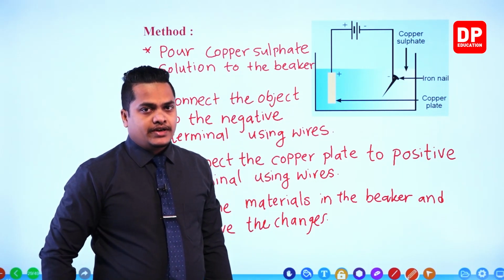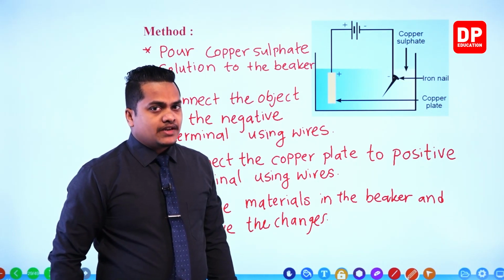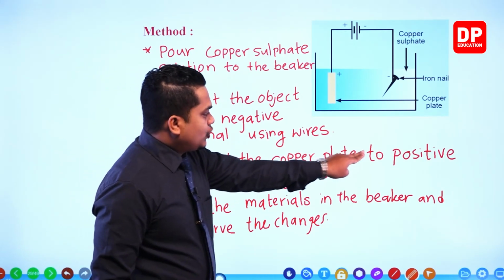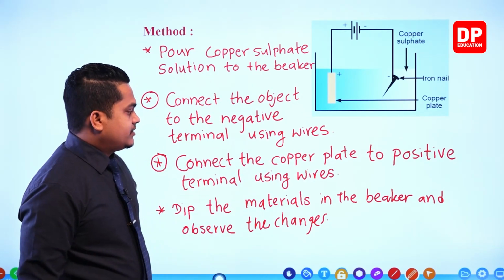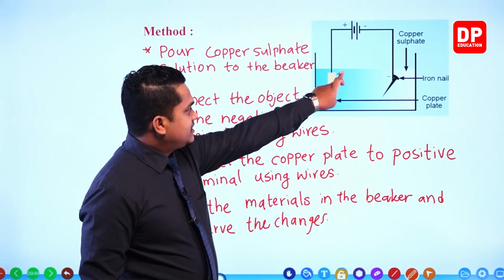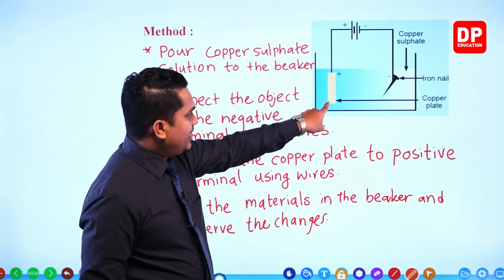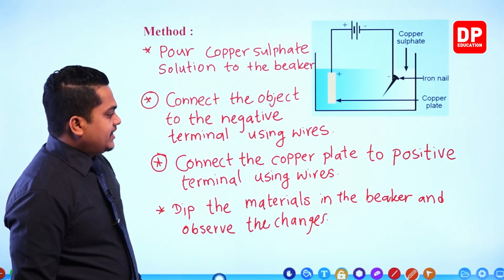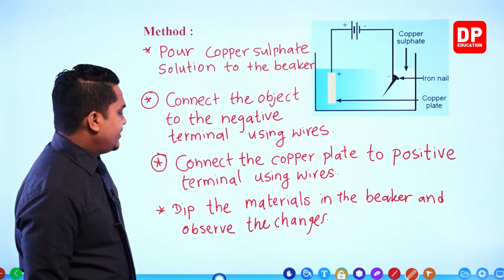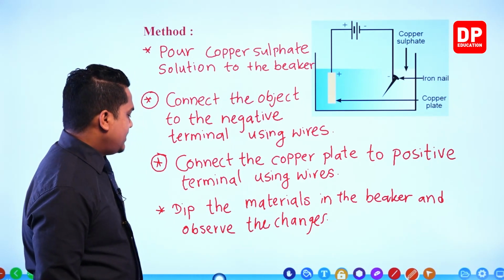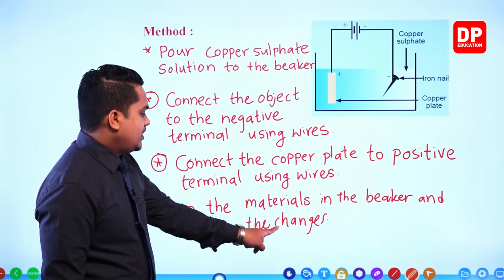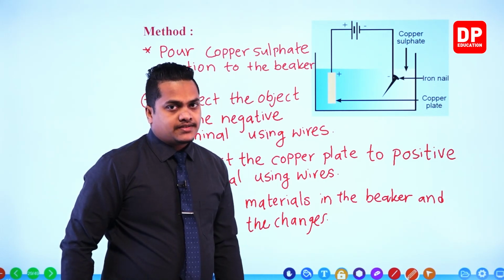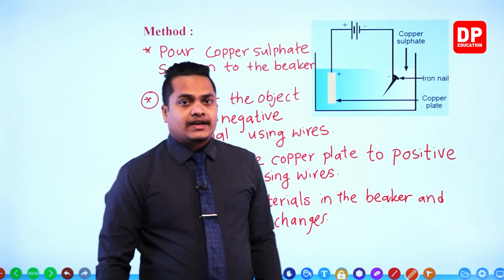So using wires, we need to connect the object to the negative terminal of the dry cells. Then connect the copper plate to the positive terminal using wires. As you can see here, the copper plate is connected with the positive terminal. Then next, dip the materials in the beaker and observe the changes after a few minutes. So this is the way of doing the activity, my dear children.